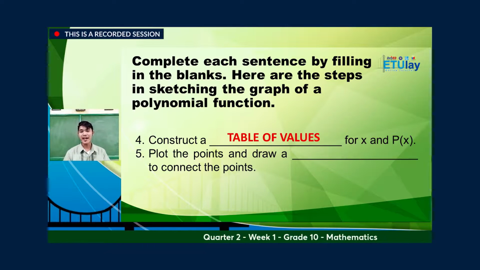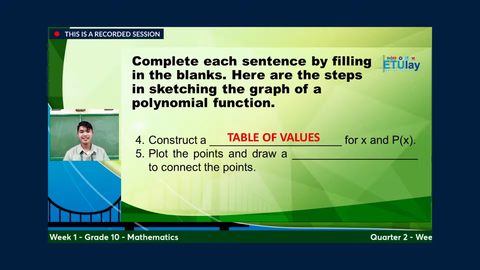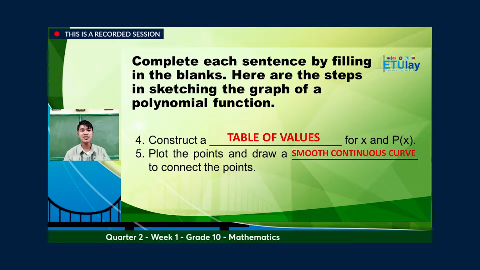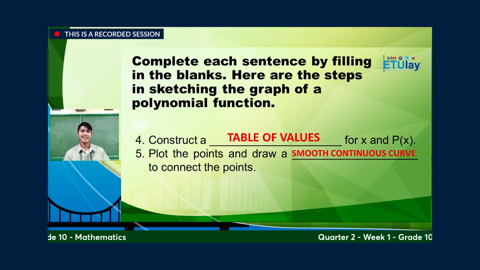And step number 5, plot the points and draw a blank curve to connect the points. The answer is smooth continuous curve. Again, you will plot the points and draw a smooth continuous curve to connect the points. And these are the steps in sketching the graph of a polynomial function. How was it?